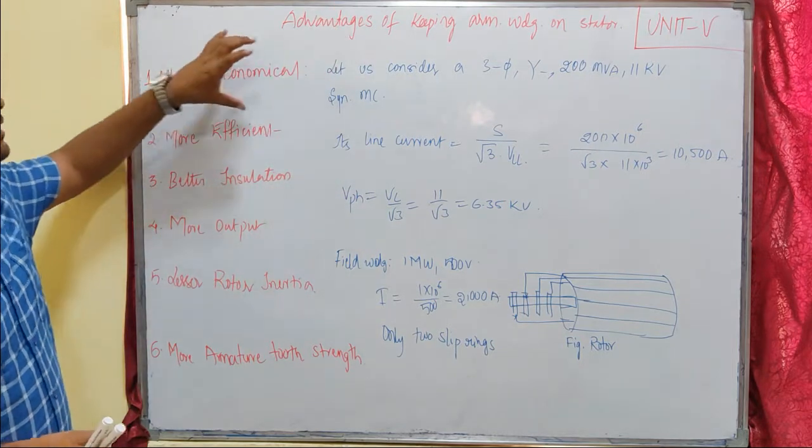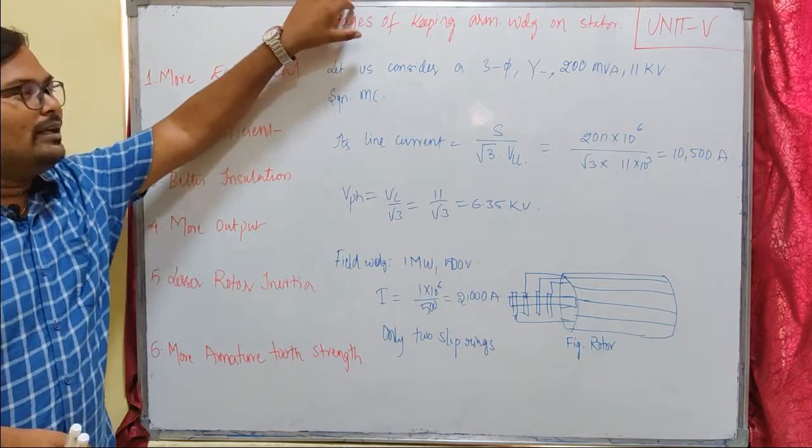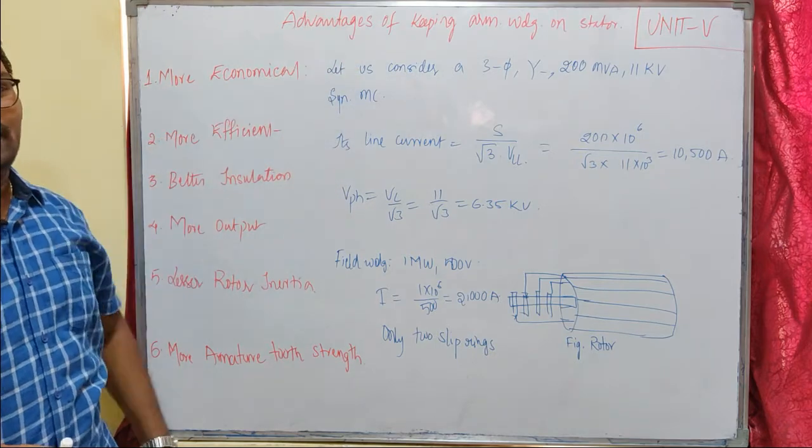Okay, so first point is it is more economical. So it is more economical to keep our armature winding on the stator. So why? Let us try to understand considering a problem. Why is it economical to keep our stator winding or armature winding on the stator?